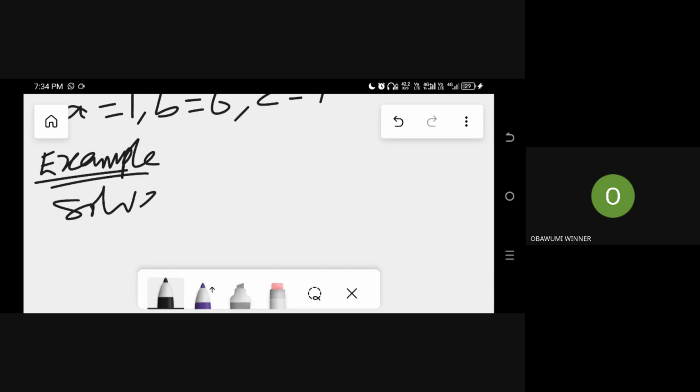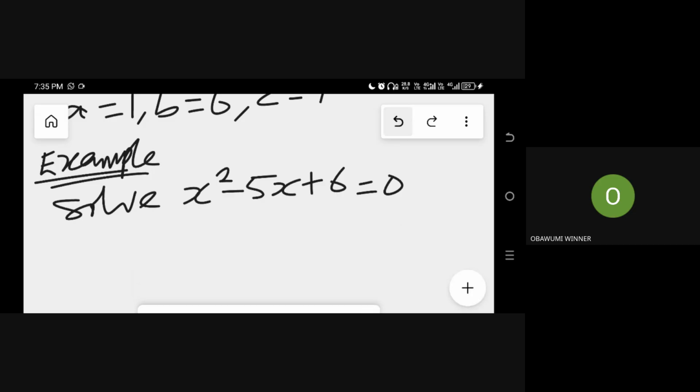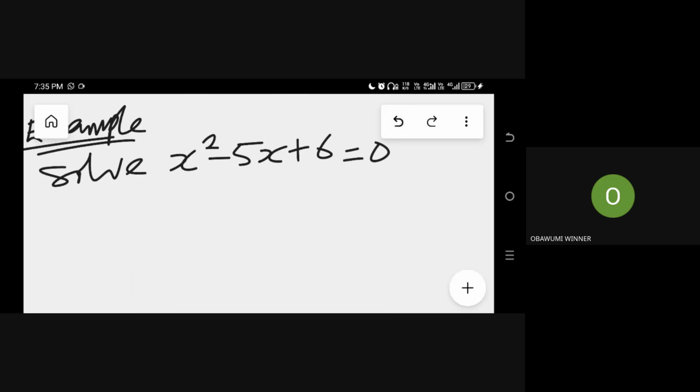Example: solve s to the power of 2 minus 5s plus 6 equals 0. So if we are to use the formula method, although this question is factorizable, since we're looking at the formula method, we can just quickly use that and see what results we would have.